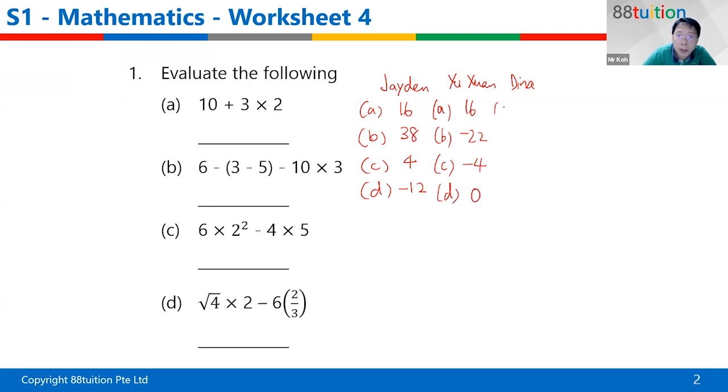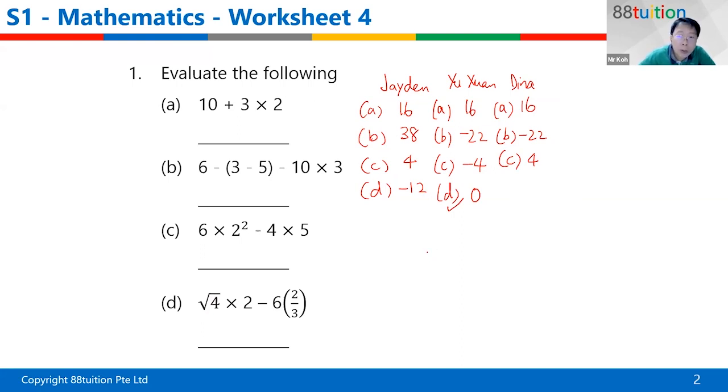Okay, let's have Dina's answer. 16 also. Okay, minus 22, and then C is 4, and D, I don't know. All right. So looks like, let's see. Yes, actually very good. Yushin got D correct, okay? So let's look at D.